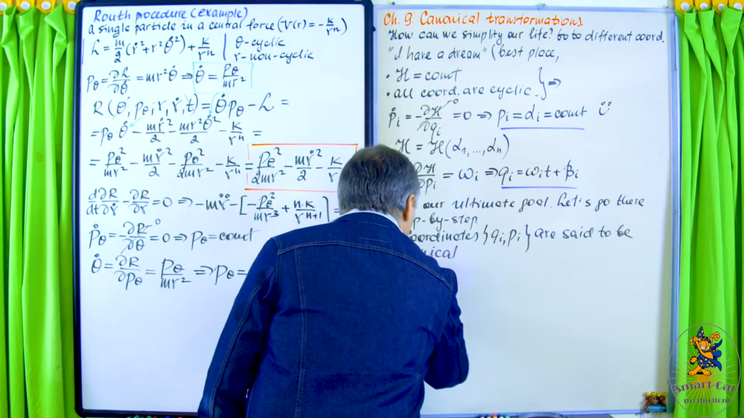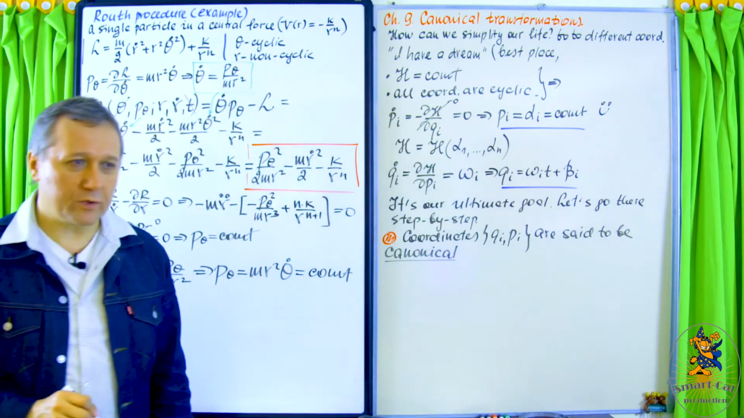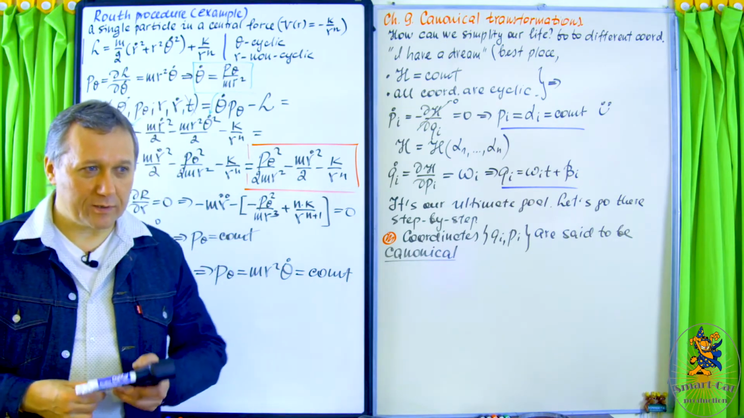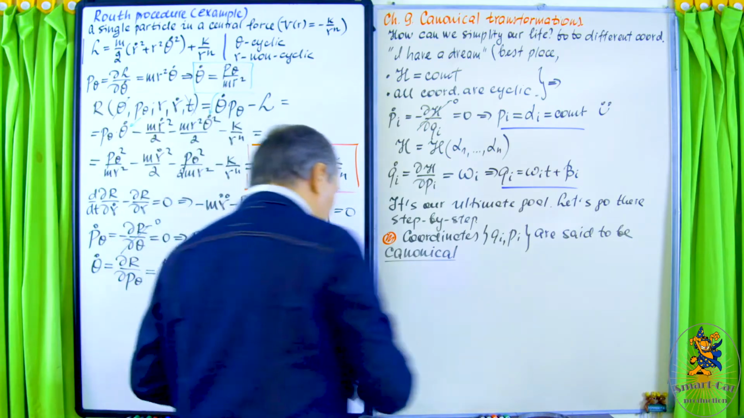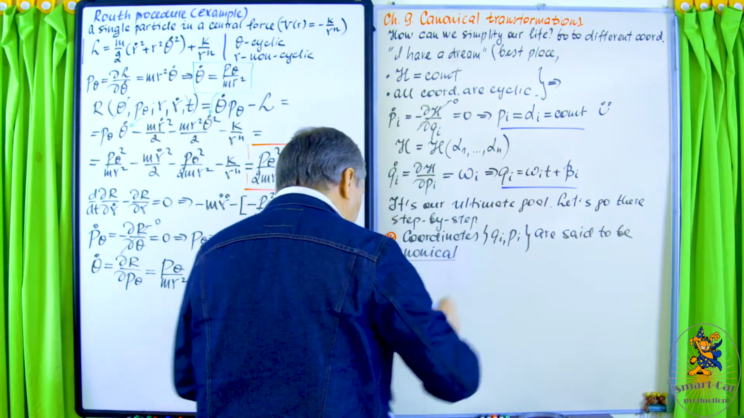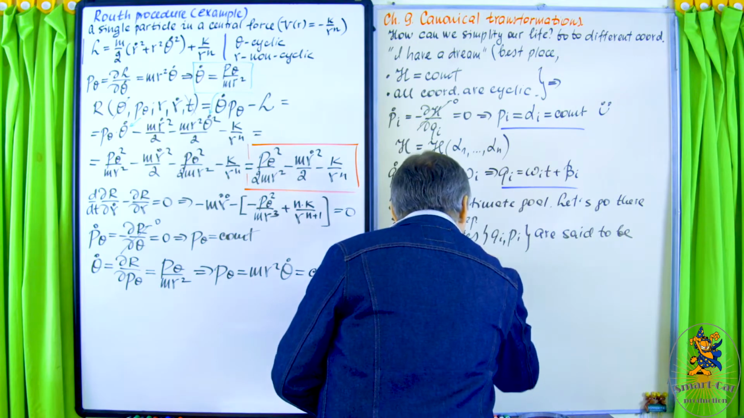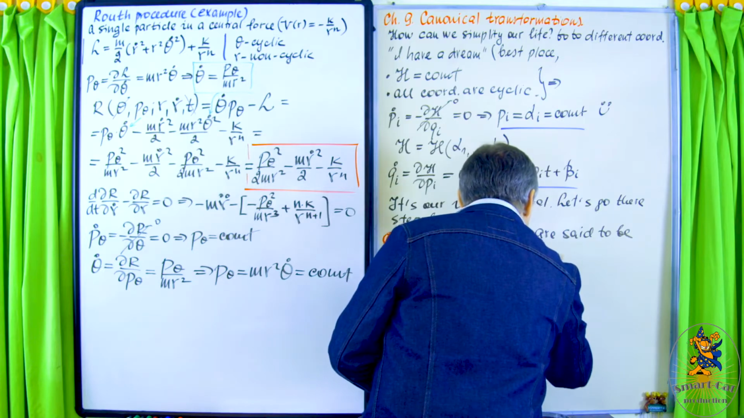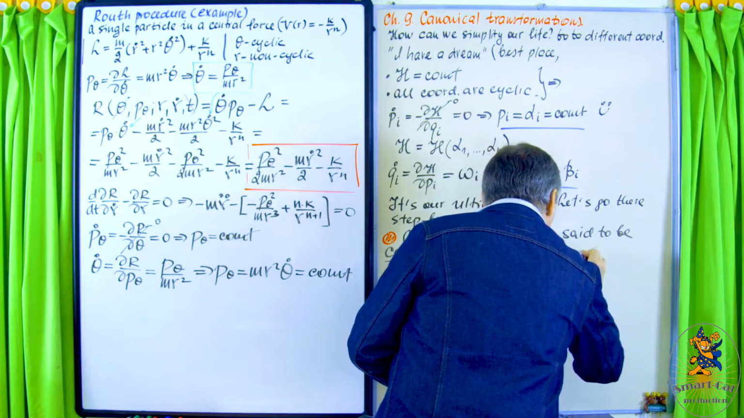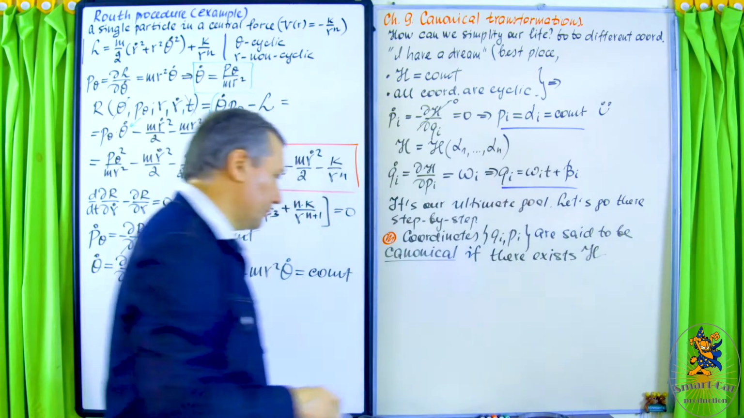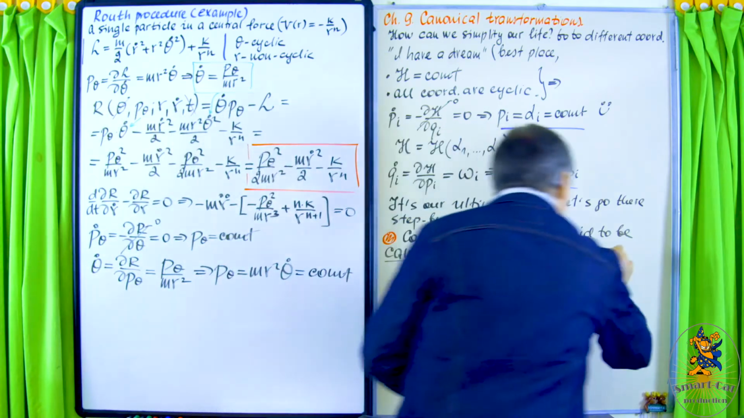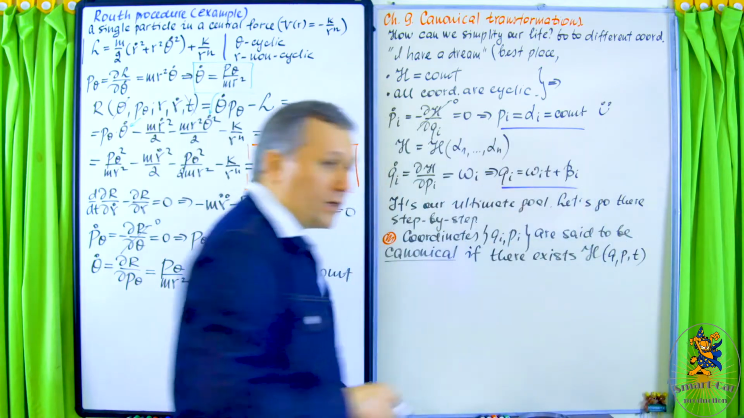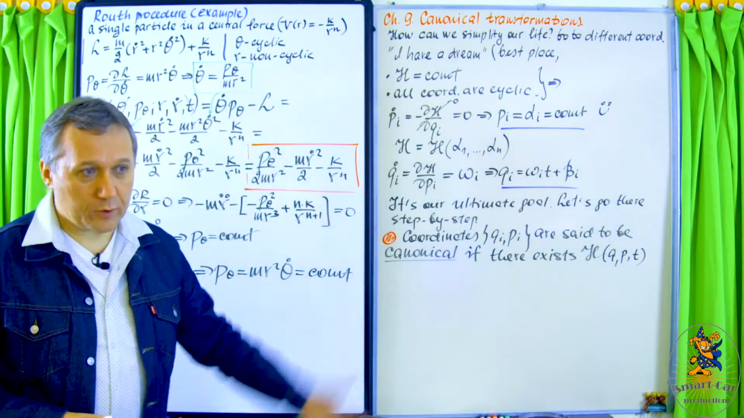Canonical. From now on, we're going to use this word almost every class, many times. Canonical this, canonical that, right? Canonical: I will just write the exact definition for my notes. If there exists a Hamiltonian H, which is a function of Q, P, and T, such that Hamilton's equations are correct.